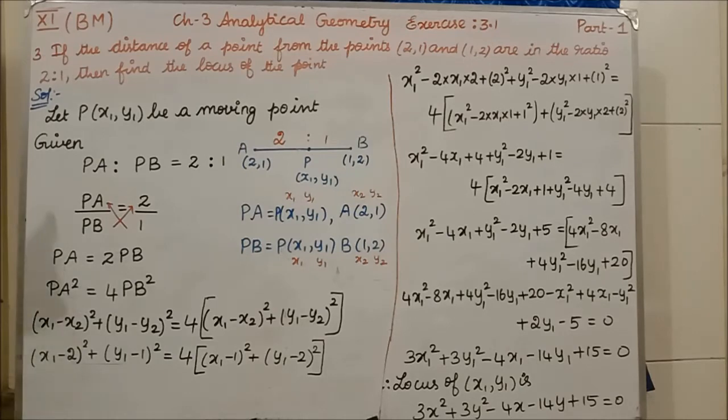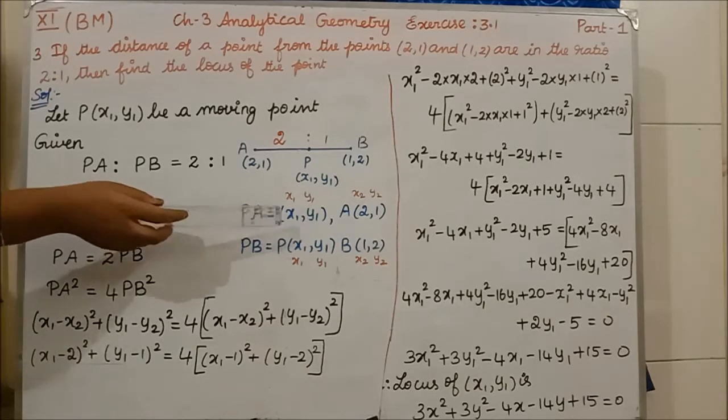Now we are going to apply the distance formula. I told you to avoid the square root, so right here we can do the squaring on both sides. If you have a square, there is no need to put the square root. So I am squaring both sides. PA square is equal to 2 squared, which is 4, so 4 PB square.